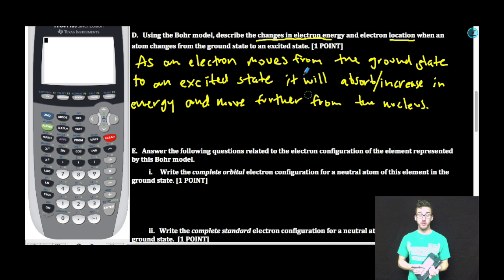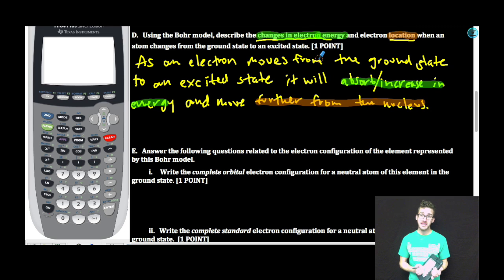Boom! Again, one of those really important read carefully type questions. Have we described the change in electron energy? Yes, it's going to absorb or increase in energy. Have we described its change in location? Yes, further from the nucleus.